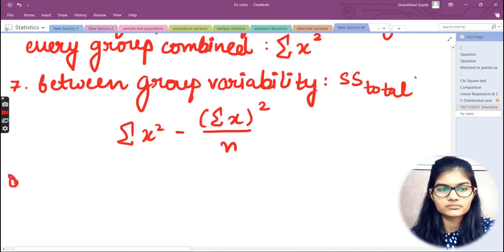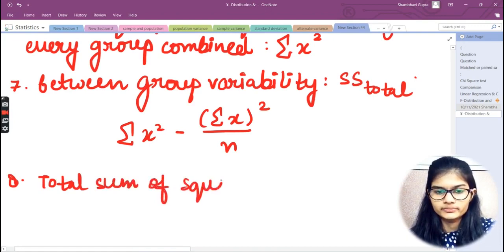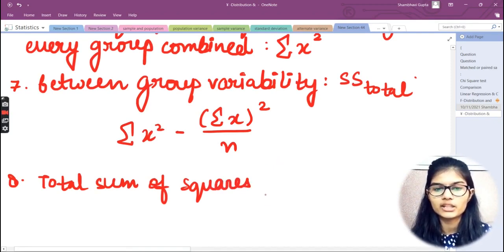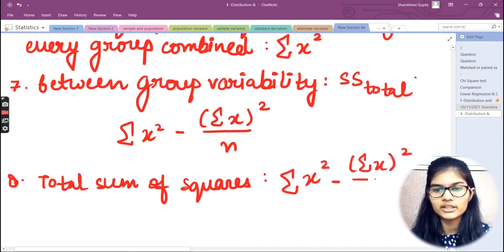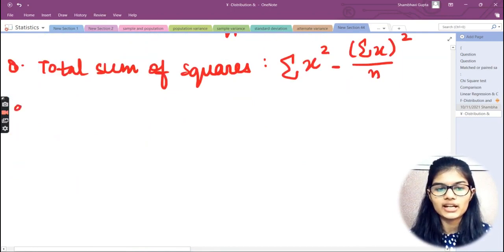Okay, next we have number 8, that is the total sum of squares. Total sum of squares, right? For this total sum of squares, we have sigma x square minus sigma x whole square divided by n. So this is the formula for the total sum of squares which we have here.